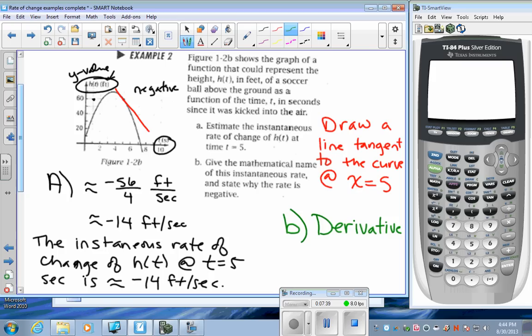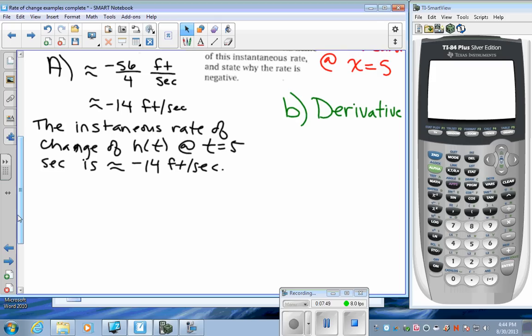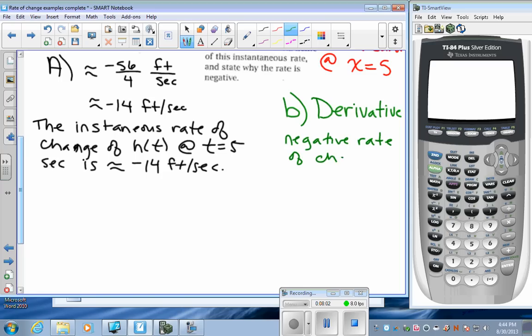Now we need to talk about why this rate is negative. We need to go back to the real world, or we can talk about the function. So we're going to do both. First let's talk about the real world. This function represents the soccer ball. So what's happening if my slope is negative? The negative rate of change means the soccer ball must be going down. It's going down or falling, however you want to state that.